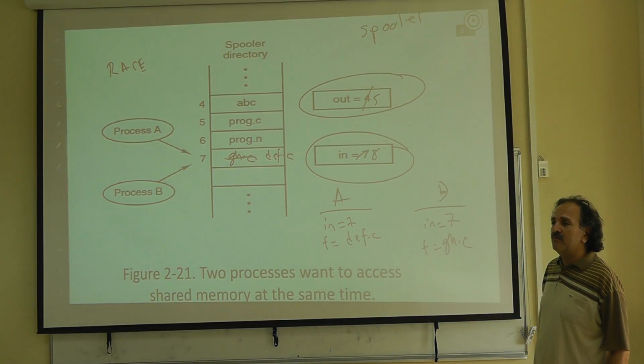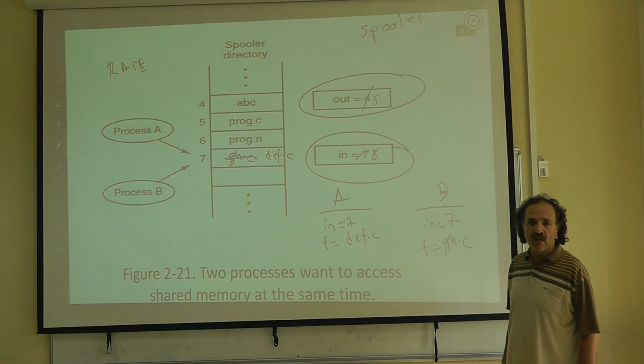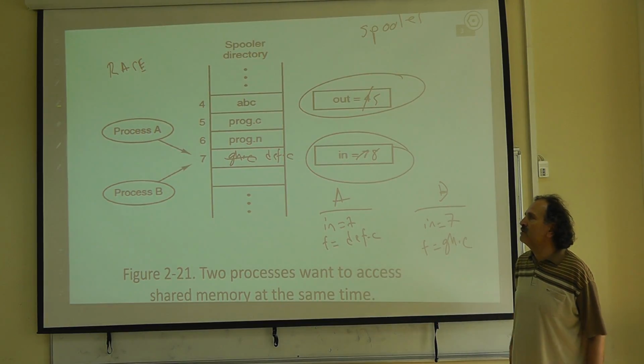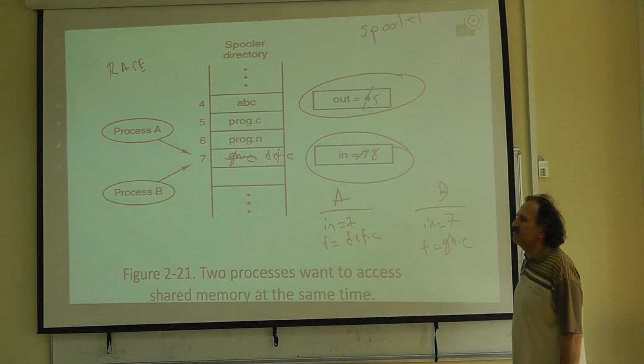So why did this happen? It happens because your process might get suspended anytime, while you are reading a variable, writing to a variable, or doing some modification with the memory. When you are modifying a memory location, before you are done, you may get suspended.